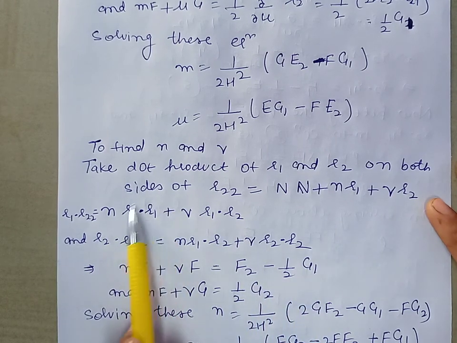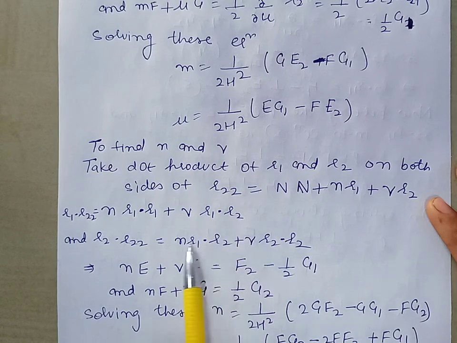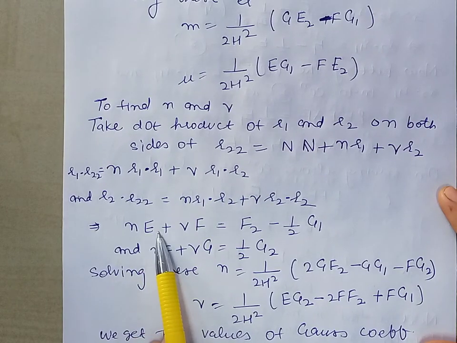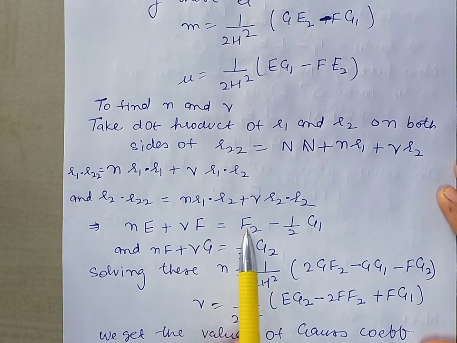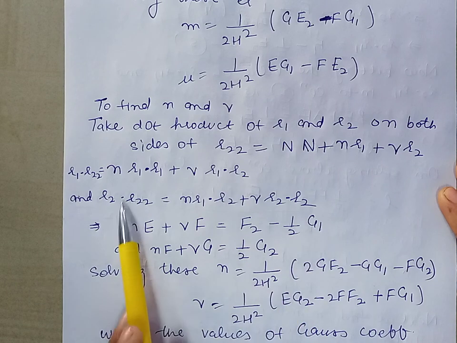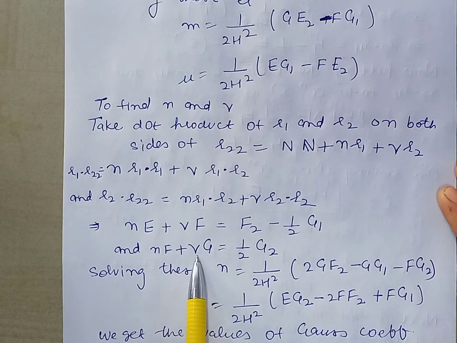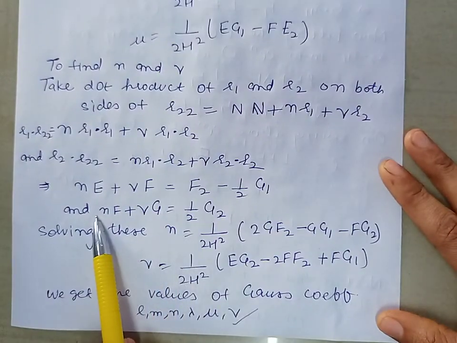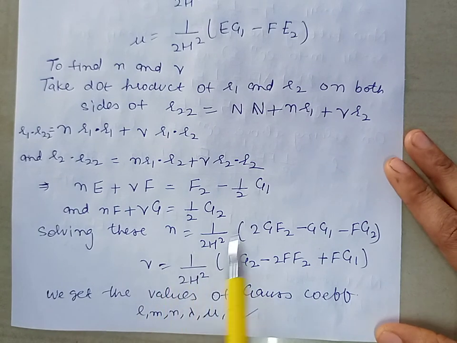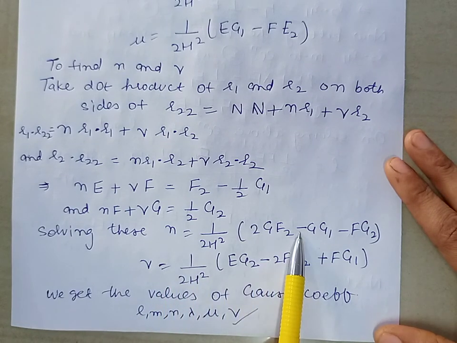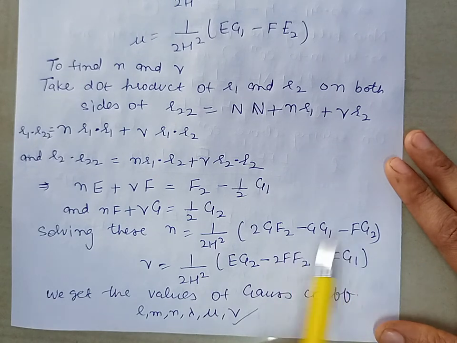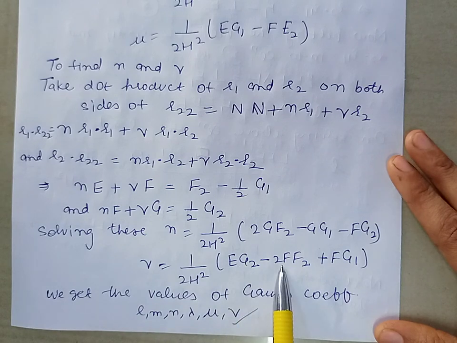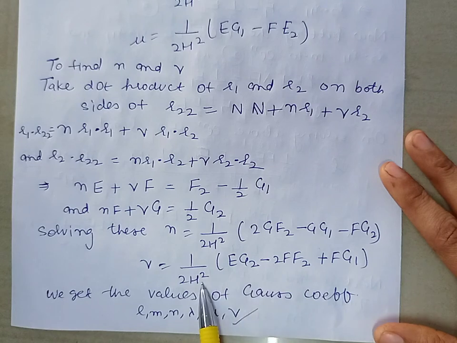Now r1 dot r1 is E, r1 dot r2 is F, and r2 dot r2 is G. So these two equations will become NE plus nu F is equal to F2 minus half G1, and this will become NF plus nu G is equal to half G2. Now we can solve these two equations to get the value of N and nu. N is given by 2GF2 minus GG1 minus FG2 divided by 2h square, and nu is given by EG2 minus 2FF2 plus FG1 divided by 2h square.